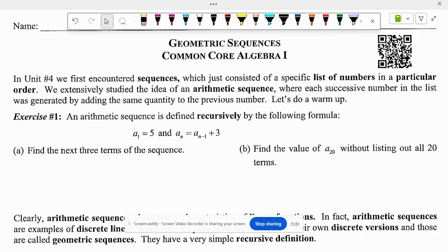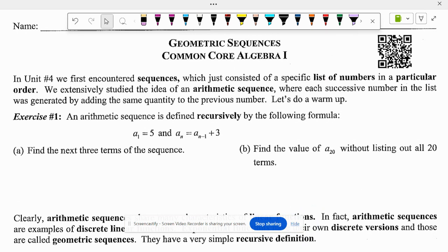So tell me what this recursive definition means right there. We've done a ton of arithmetic sequences. A of 1 equals 5, A of n equals A of n minus 1 plus 3. Perfect. Plus 3 for you. The initial value is 5 and we add 3.